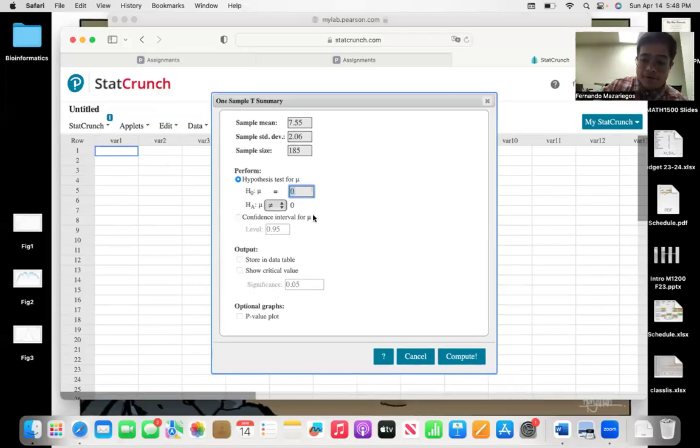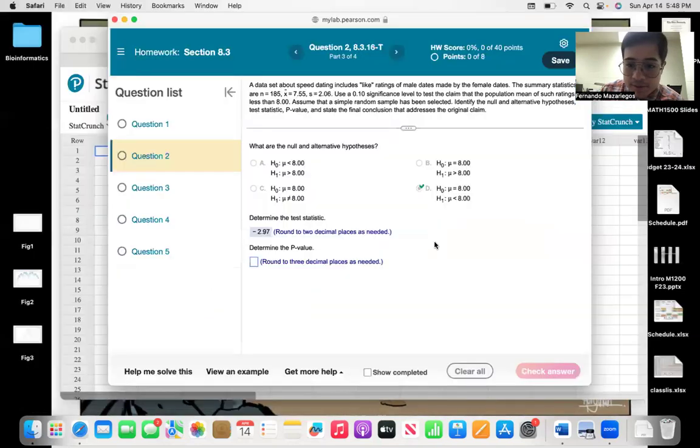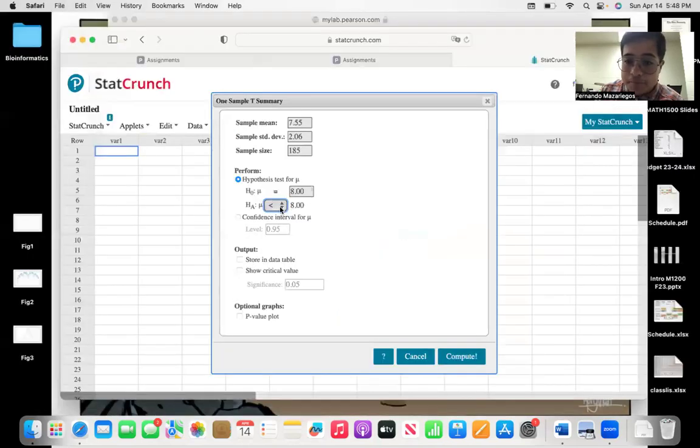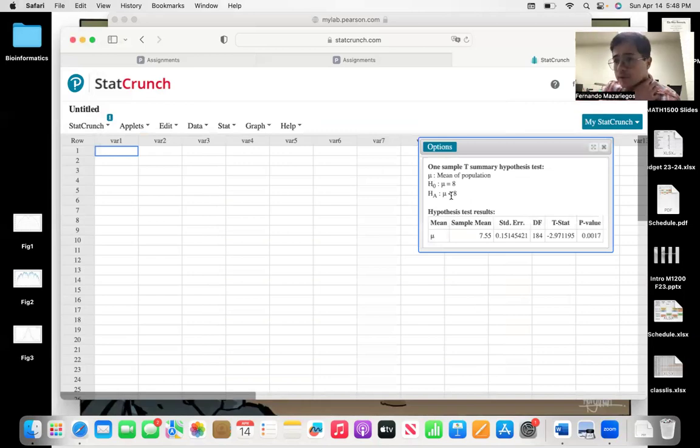The null hypothesis is that the mean is equal to 8.00. And we want our alternative hypothesis to be that mu is less than 8. So notice this is the difference, right? This is the alternative hypothesis we have for this problem. So we need to change this symbol accordingly in StatCrunch. And then we compute. We're given some results here, and the p-value is right here.